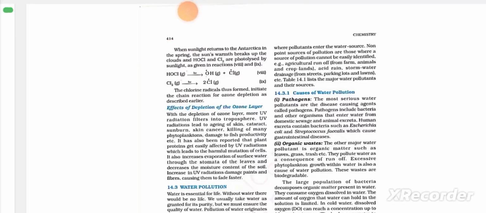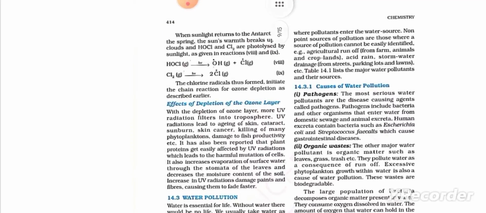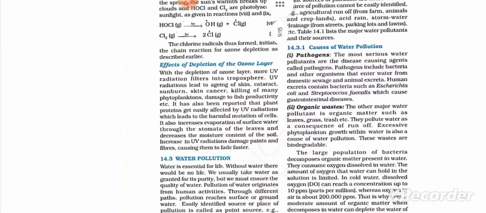When sunlight returns to Antarctica in spring, the sun's warmth breaks up the clouds, and HOCl and Cl2 are photolyzed by sunlight as given in the reaction. HOCl gives HO free radical and Cl free radical in the presence of light, and Cl2 gas gives 2 Cl free radicals. The chlorine radicals thus formed initiate the chain reaction of ozone depletion as described earlier.